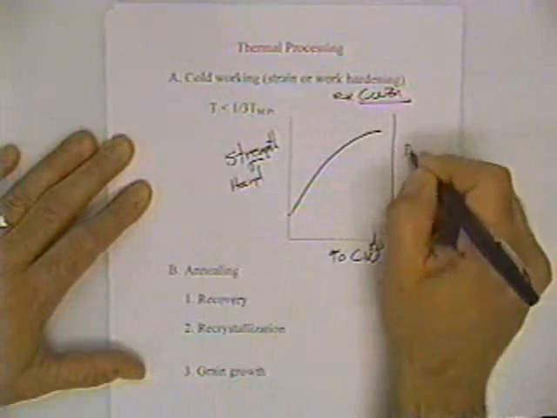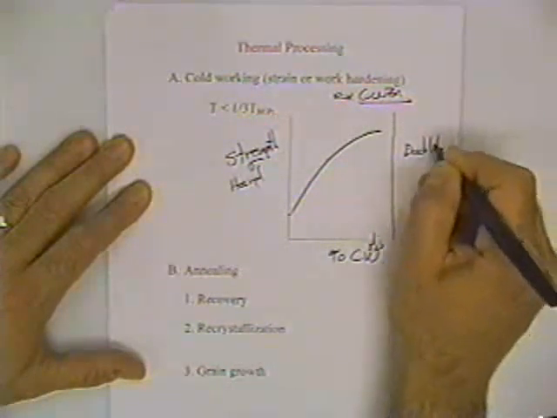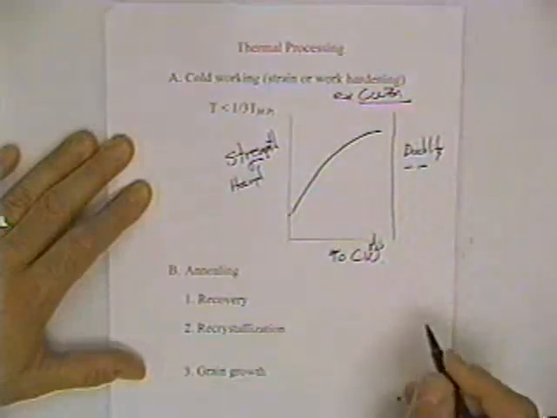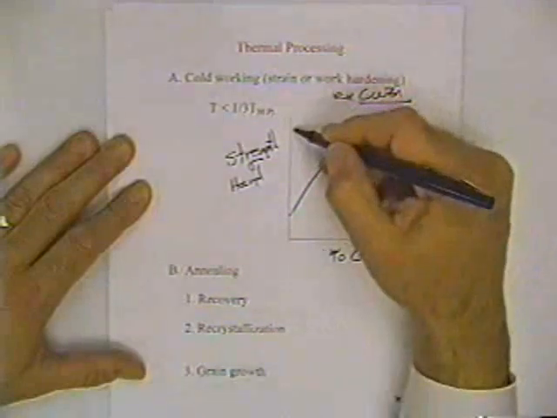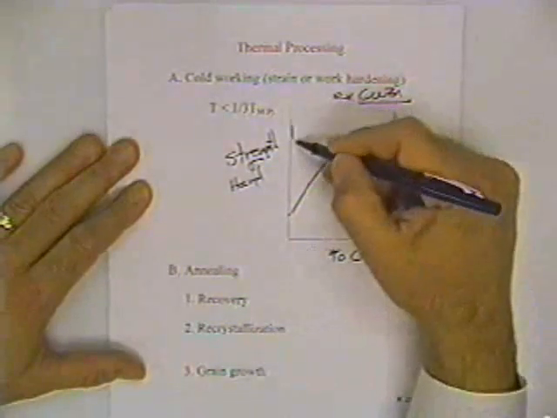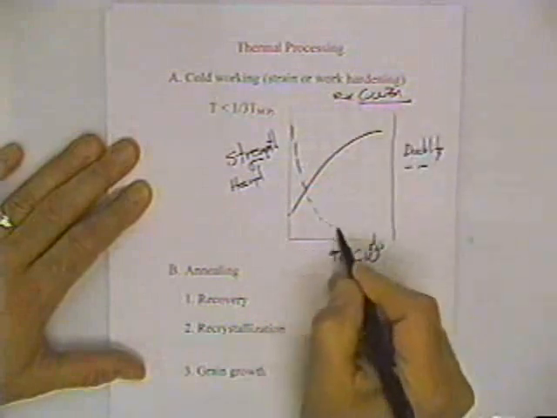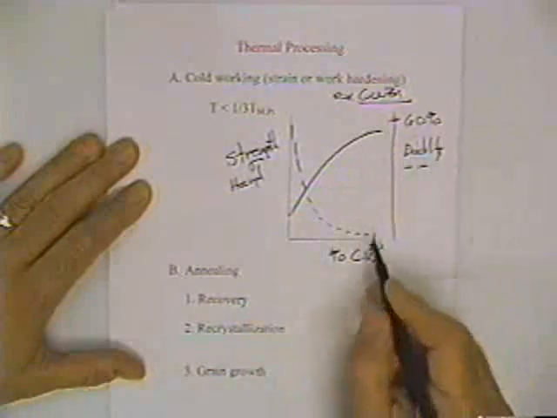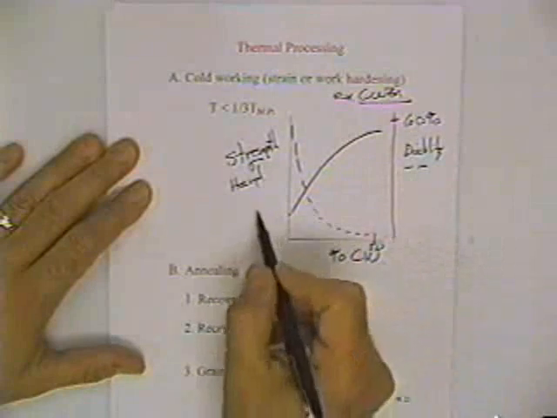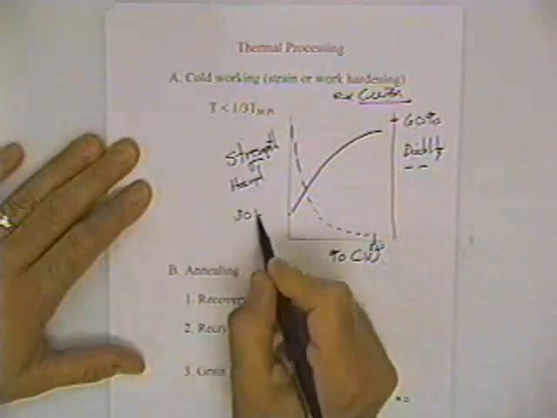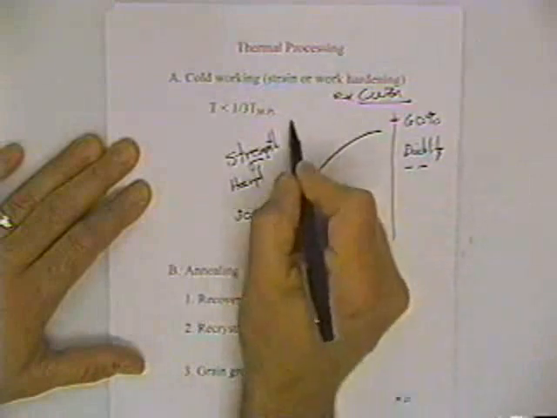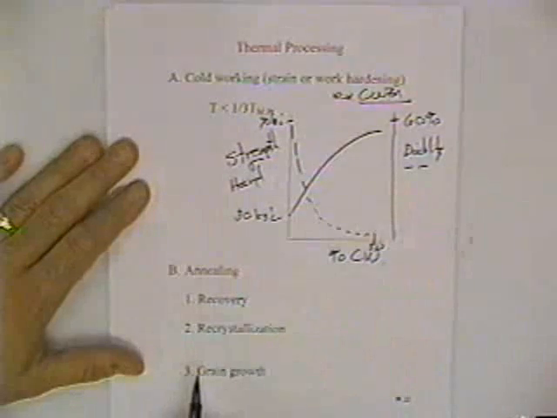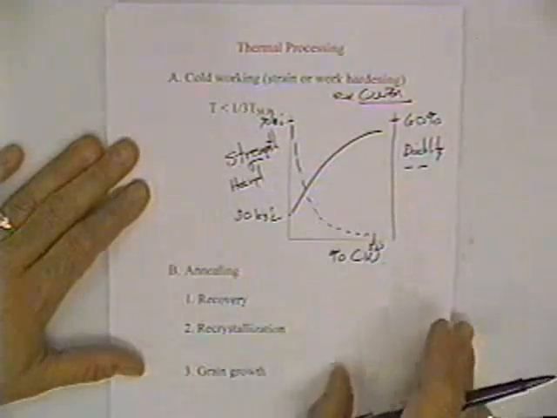So if we perhaps put the ductility on this side, and we'll represent the ductility as a dashed line. As the strength increases, what's going to happen to the ductility? Well, the ductility is going to decrease, isn't it? So the ductility might be 60%, and it would go down to a low value. The strength might start out as 30 KSI and increase to on the order of 70 KSI. So as the strength increases, the ductility decreases.